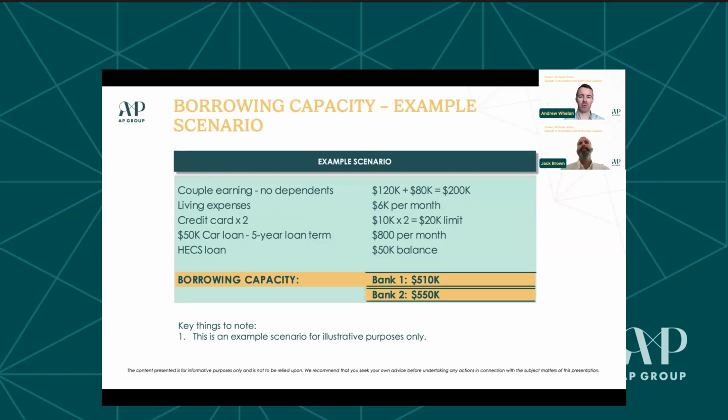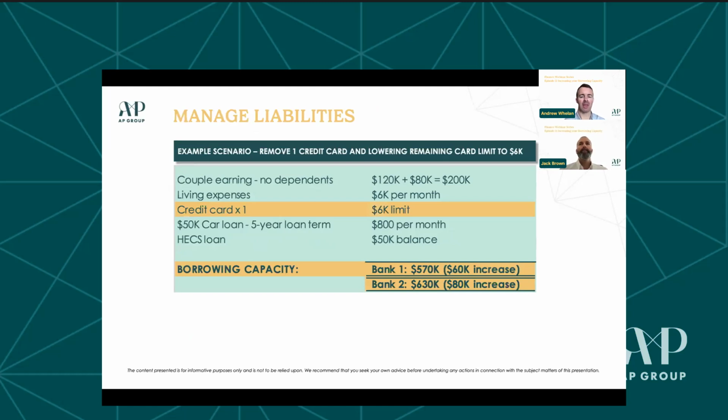So what we've got here is a couple with no dependents earning a combined $200,000 a year. They're spending $6,000 a month on their living expenses. They've got a couple of credit cards at $10,000 limit, so a total of $20K limit there, and then a $50,000 car loan on a 5-year term with $800 a month repayments, and then also a HECS loan with a $50,000 balance. So with all those inputs, this example couple can borrow somewhere in the range of $510,000 to $550,000.